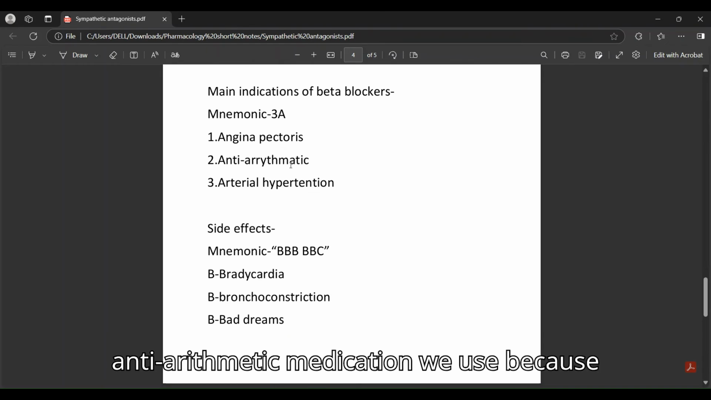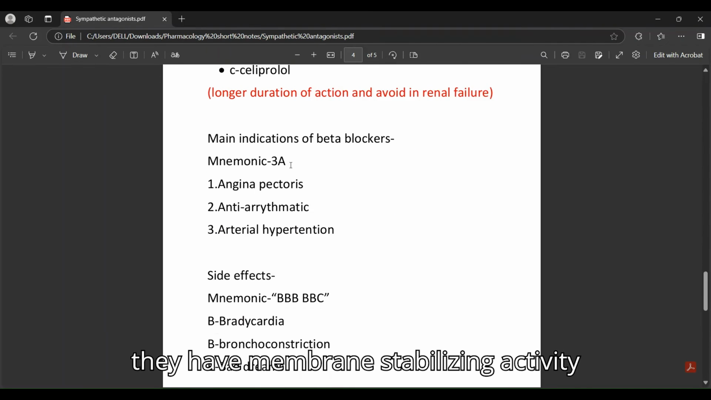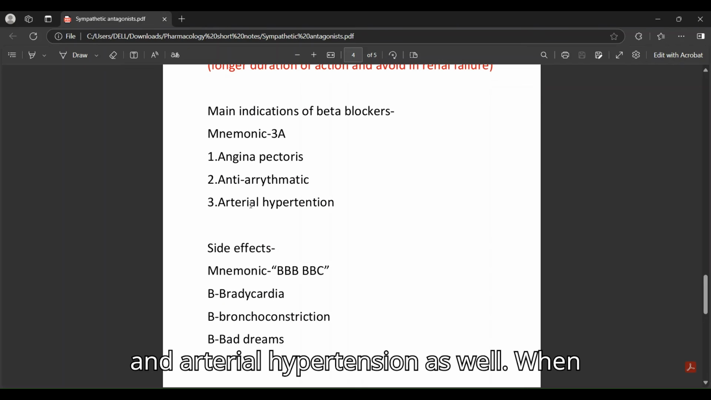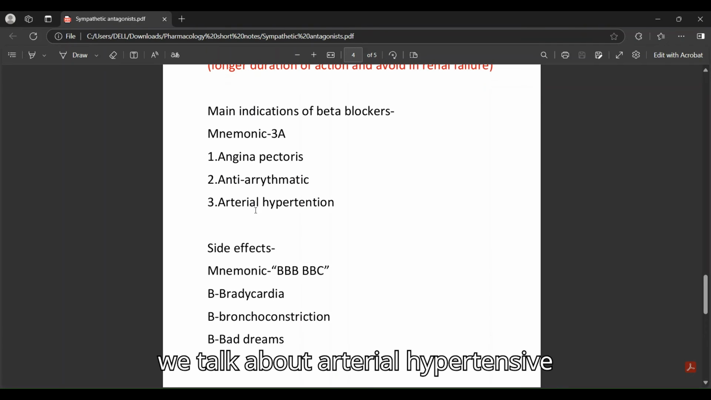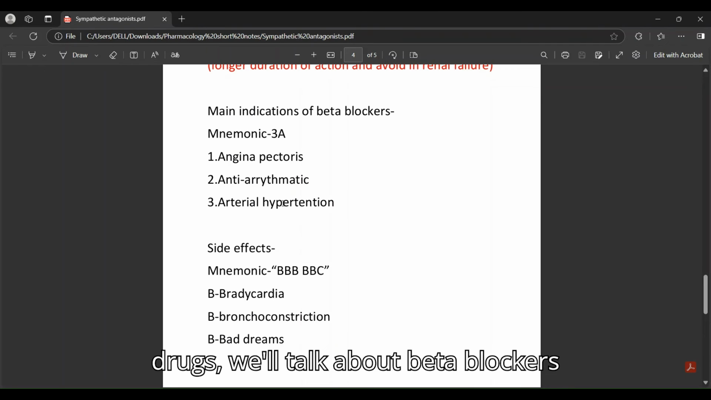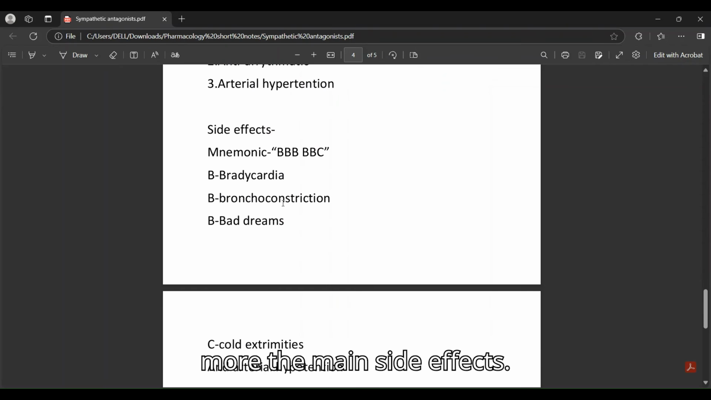And antiarrhythmic medication we use because they have membrane stabilizing activity. And arterial hypertension as well. When we talk about antihypertensive drugs, we'll talk about beta blockers more.